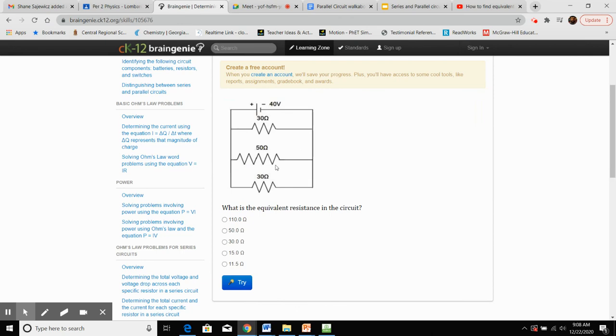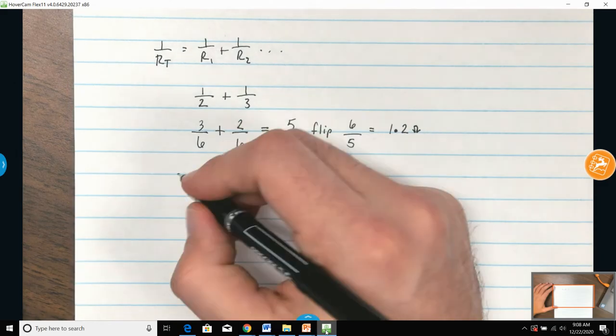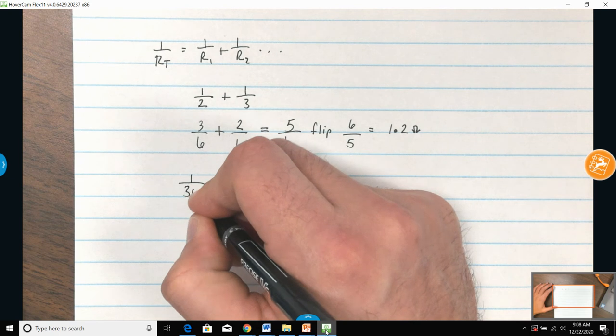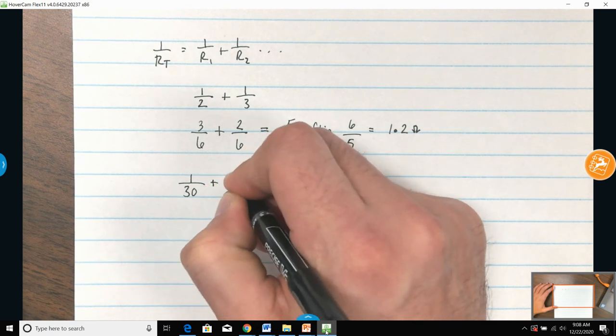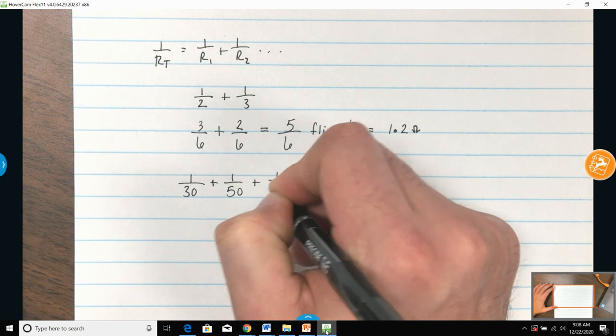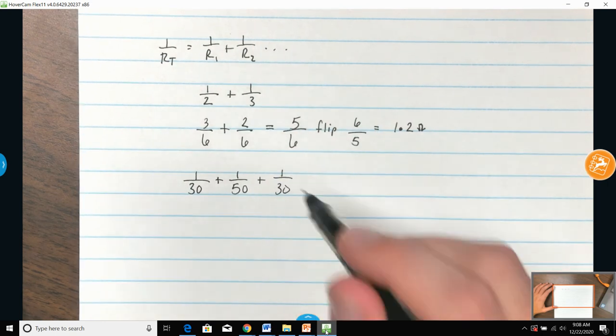Okay, what is the equivalent resistance here? We have 30, 50, and 30. Someone remember those numbers real quick for me: 30, 50, 30. So R1 is 30, plus R2 is 50, plus R3 is 30.